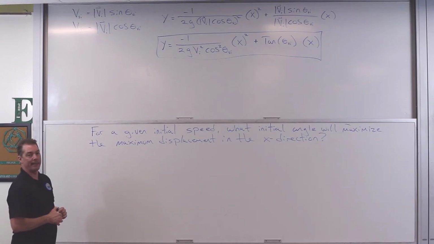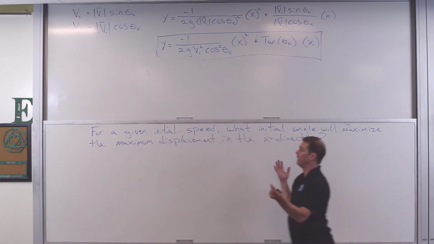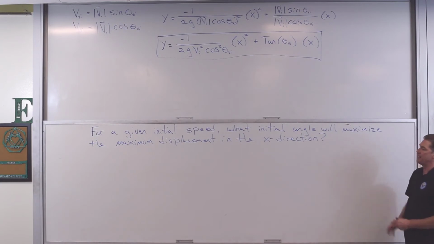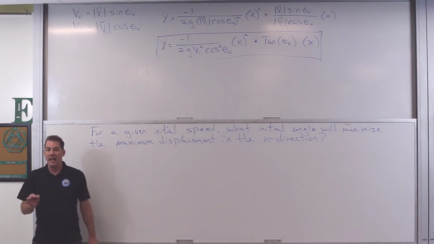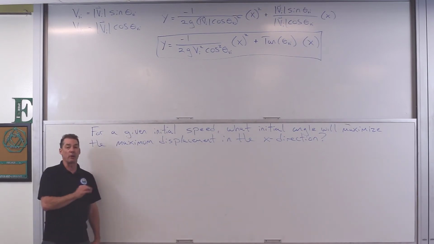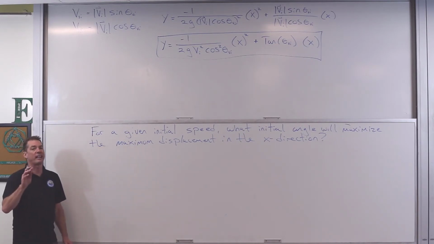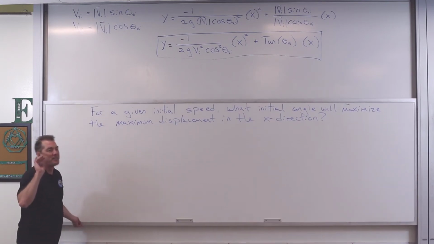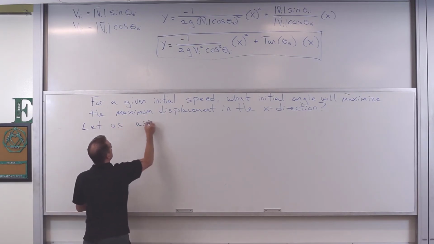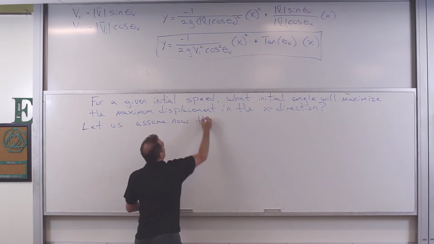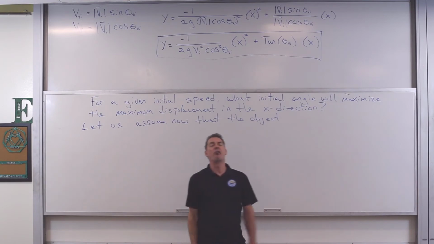Oh shoot, that's not a good answer, huh? What does it depend on? Well, it doesn't depend on the speed, because we're saying given an initial speed, what angle maximizes the range, the maximum displacement. What it ends up depending on is the overall displacement in the y direction this object is going to undergo. So what we want to look at is a particular case. Let us assume now that the object returns to the elevation from which it began.